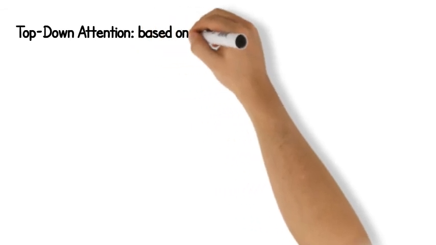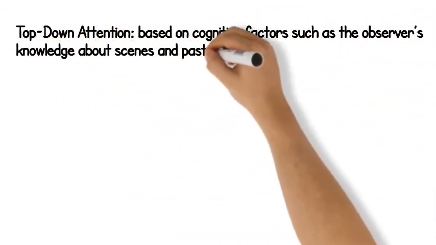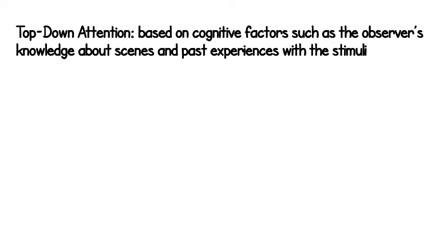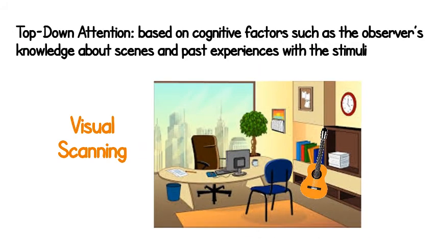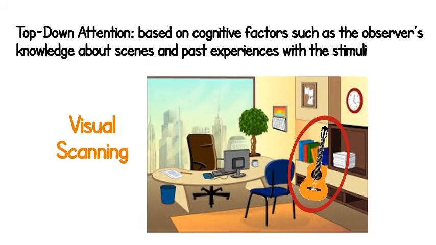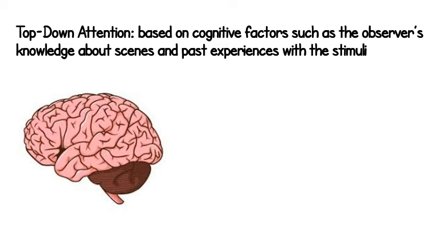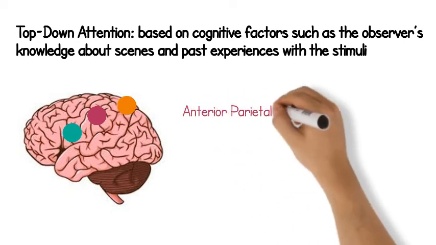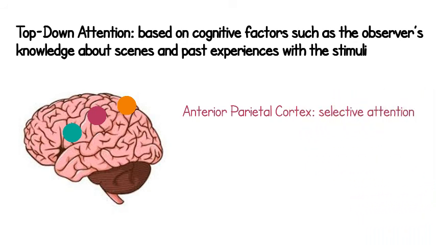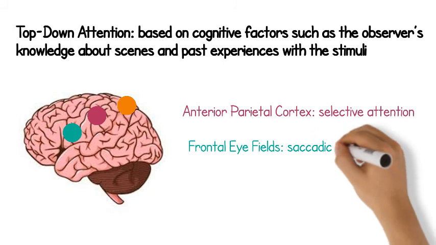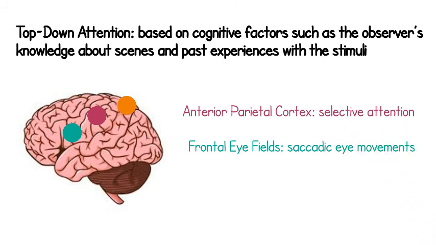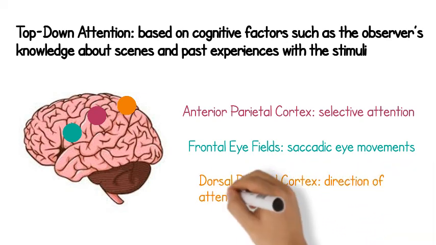Now, top-down attention is based on cognitive factors such as the observer's knowledge about scenes and past experiences with the stimuli. This type of attention is associated with visual scanning. When people are presented with a scene, they normally look at the objects that are out of place first. Three brain regions coordinate together to create top-down attention: the anterior parietal cortex, frontal eye fields, and the dorsal parietal cortex. The anterior parietal cortex is a primary area for selective attention. The frontal eye fields play an important role in the control of saccadic eye movements for the purpose of visual field perception and awareness. The dorsal parietal plays an important role in the direction of attention in space.